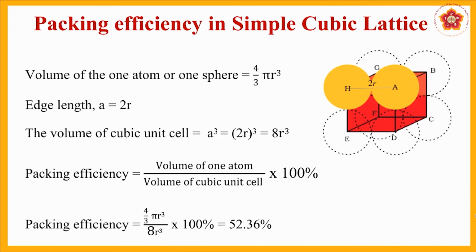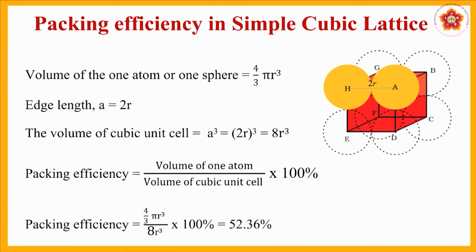So the volume of the cubic unit cell is equal to a cube. We know the value of a is 2r, so (2r) cube means 8r cube. So packing efficiency is the volume of one atom divided by the volume of the cubic unit cell into 100. If you put the volume of one atom, 4 by 3 pi r cube, divided by 8r cube, into 100, you will get 52.36%.